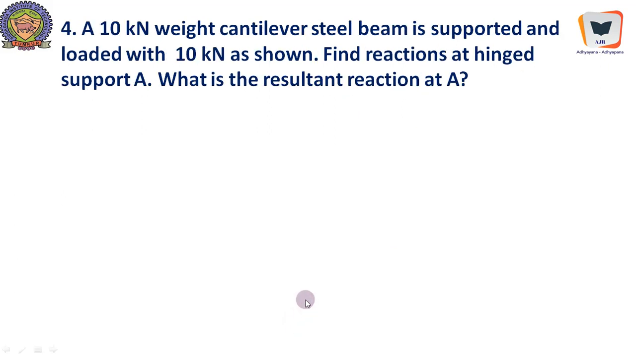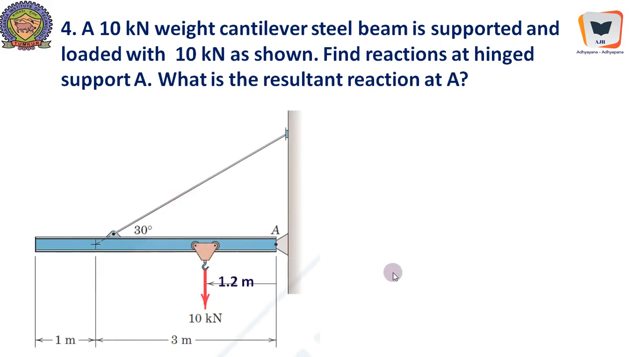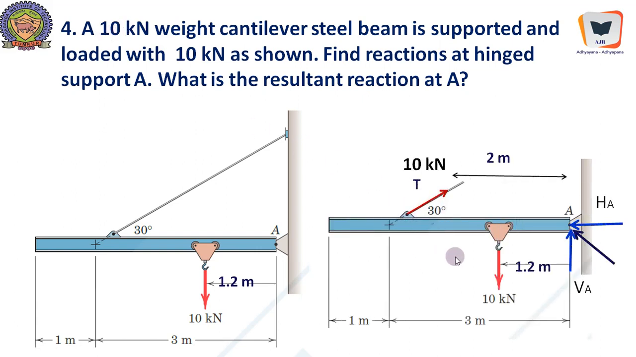So a 10 kilonewton weight cantilever steel beam is supported and loaded with 10 kilonewton as shown. Find reactions at hinged support. What is the resultant reaction at A? So here there is a wire that is being tied to the wall, and there is a weight that is being attached through a hook, and here it is a hinged support, and it is given to be cantilever, and it has a weight of 10 kilonewton which acts exactly at the center.